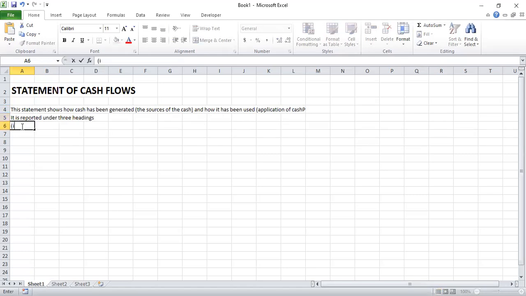We have number one, operating activities. Right, this shows the cash received or spent on normal day-to-day operations of the business.